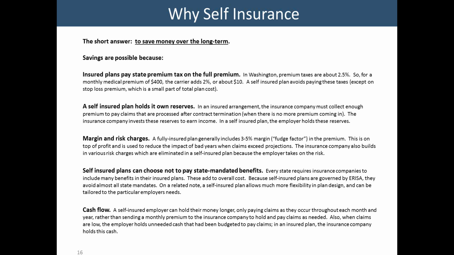Now, you're going to have a bad year, and that happens. Everybody has a bad year, and you're still building your plan to absorb that bad year. But when you go to self-insurance, you get out of paying the state premium tax on the premium. So there's your 2 to 4% that you're going to save right there on your premium by going self-insured. You also hold your own reserves. The carrier does not hold that. The margin and risk in a fully insured plan generally includes a 3 to 5% margin. Again, that's the fudge factor in there. So we believe that, being self-insured, you can save on that cost.